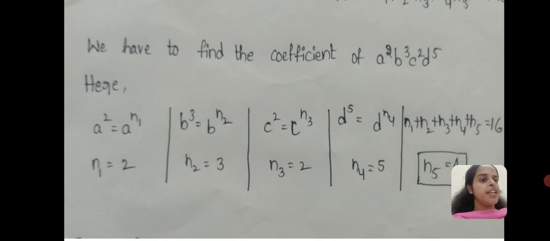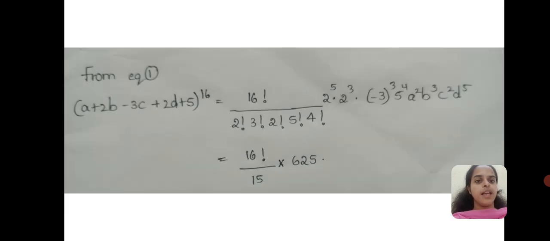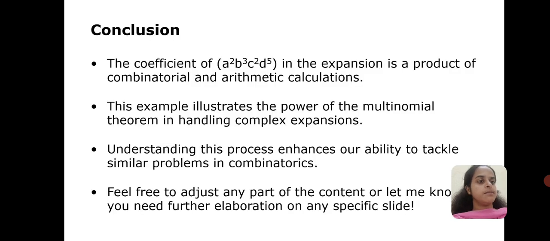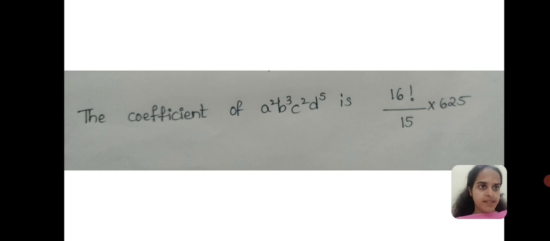Let n5 be the remaining one: 16 - 12 = 4, so n5 = 4. From equation 1, substituting the values of n1, n2, n3, n4 and n5, we get 16 factorial by the product of the factorials, times 625. Here the coefficient of a squared b cubed c squared d to the power 5 is 16 factorial times 625 divided by 15.